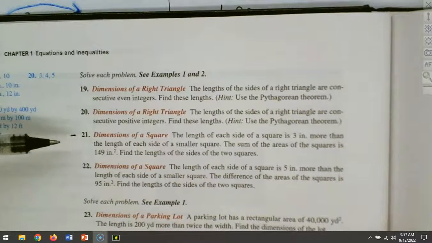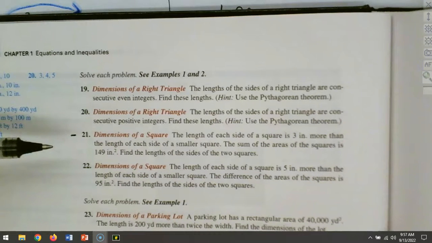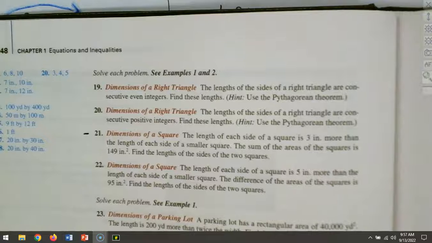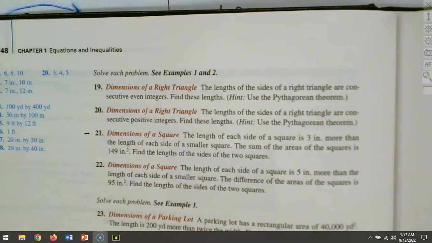So we're looking at question 21. We're going to look at the dimensions of a square. The length of each side of a square is 4 inches more than the length of each side of the smaller square. The sum of the areas of the squares is 149 inches. Find the lengths of the two squares. This is almost identical to what we just did a moment ago with the integers.